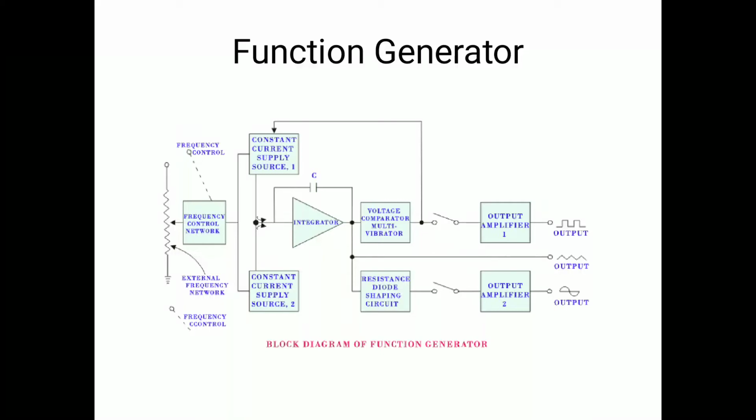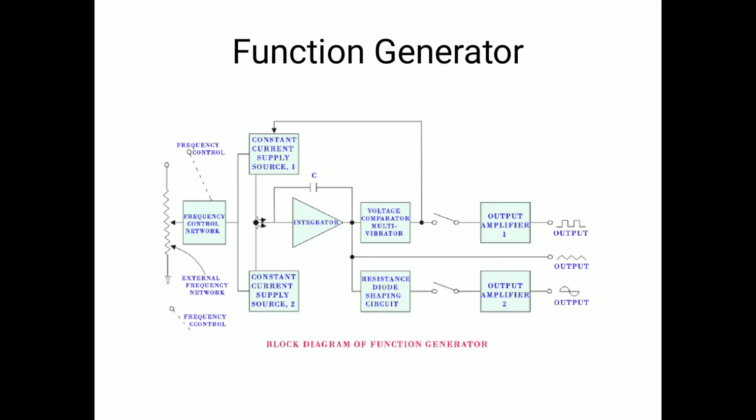Function generator. It is a signal generator which generates three or more periodic waves. This is the block diagram of a function generator. This function generator produces periodic waves like triangular wave, square wave, and sine wave. Now there are two current sources, current source 1 and current source 2, in the function generator, which deliver constant current.